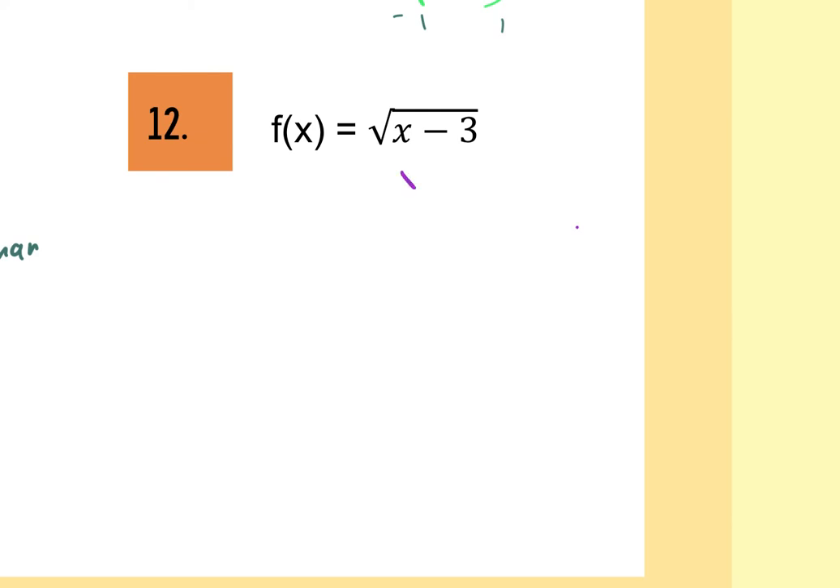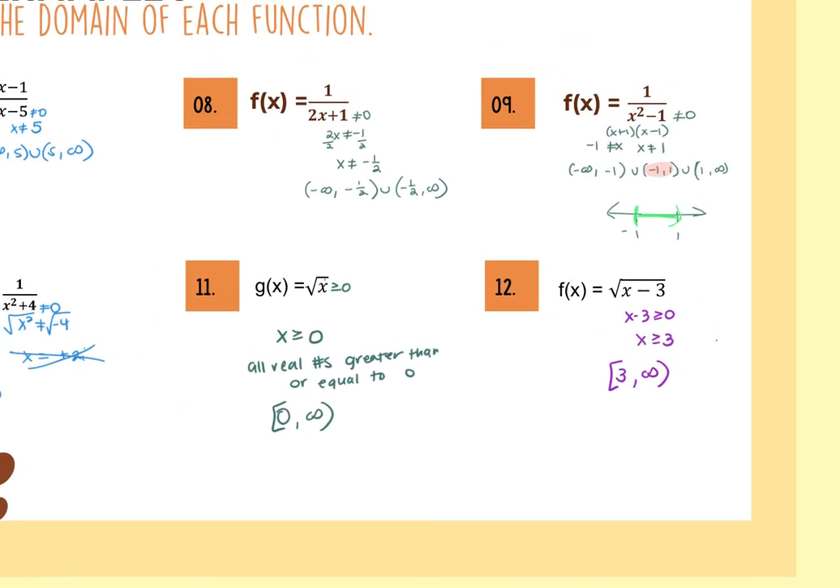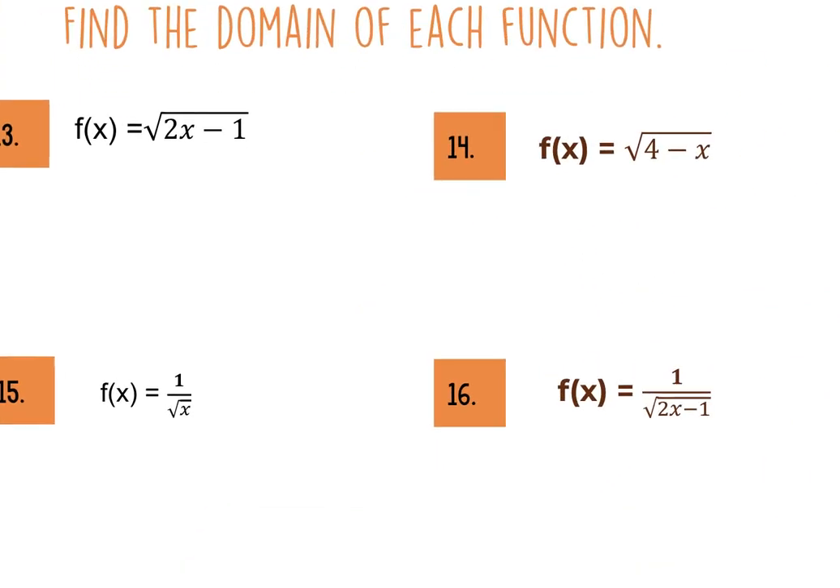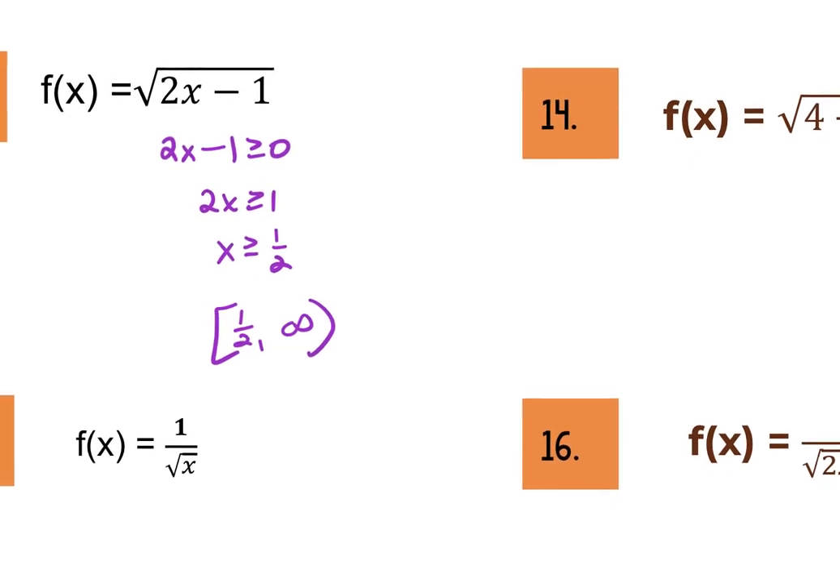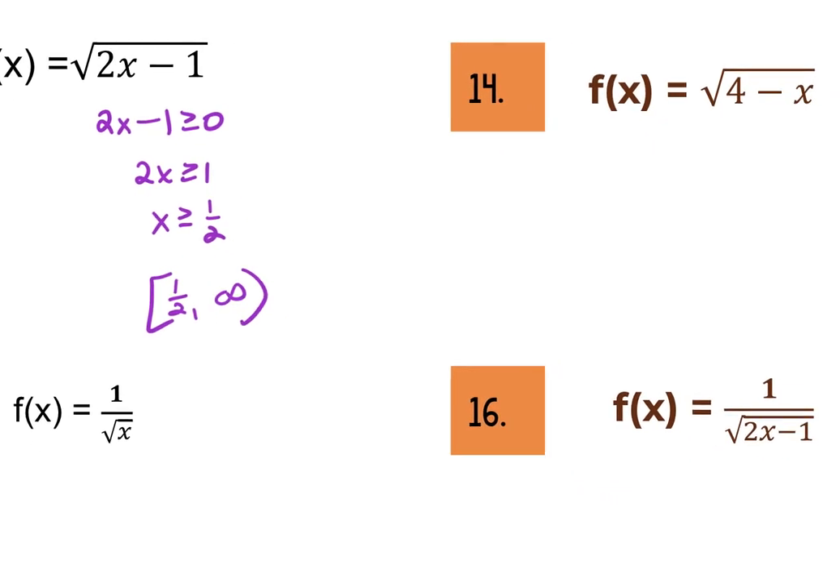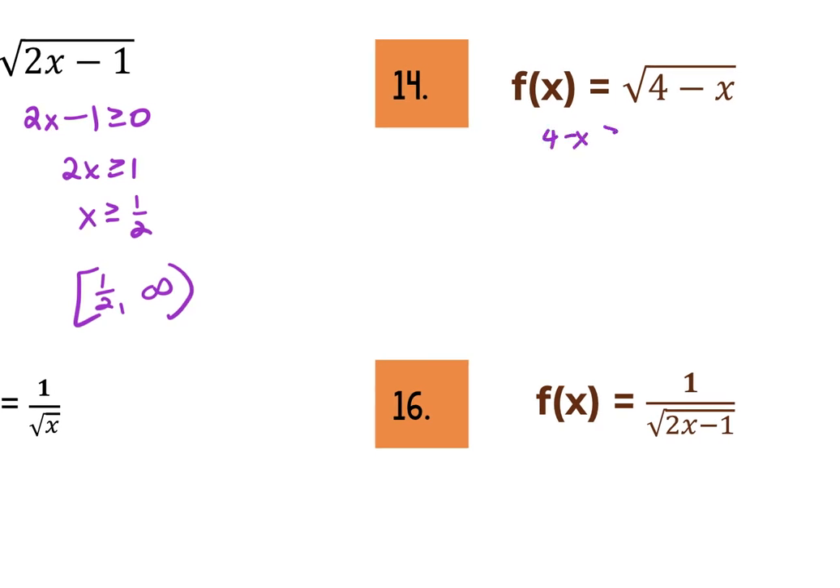Okay, 12, we said x minus 3 is greater than or equal to 0. X would have to be greater than or equal to 3. In words, that's all real numbers greater than or equal to 3. In interval notation, it's 3 to positive infinity. All right, so for 13, 2x minus 1 has to be greater than or equal to 0. 2x greater than or equal to 1. X greater than or equal to 1/2. Bracket on the 1/2 to positive infinity. How do we do? Good? Okay. 14, 4 minus x has to be greater than or equal to 0. So if you add the x, or it depends. If you subtract the 4, then divide by -1, you've got to flip the sign.